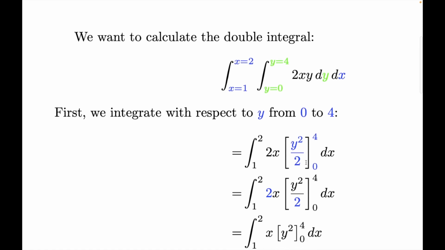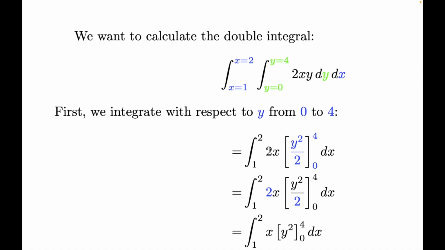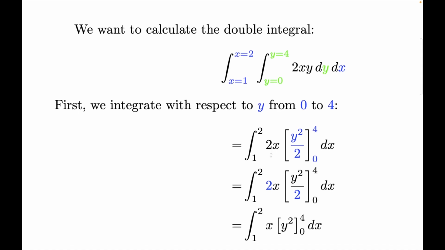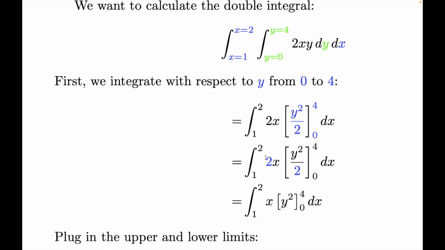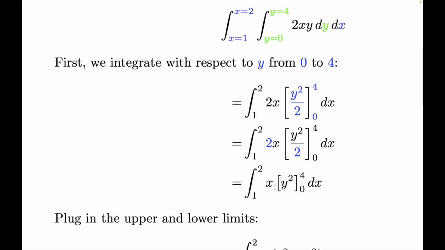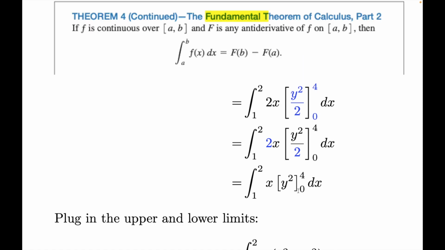Next, this 2 and this 2 cancel out, and I highlighted it in blue, so you can see that this 2 and this 2 are cancelled, and we are left with the integral from 1 to 2 of x y squared, and we have now put the limits from 0 to 4. We use basically the fundamental theorem of calculus. First goes the upper limit, and next with minus, we put the lower limit.